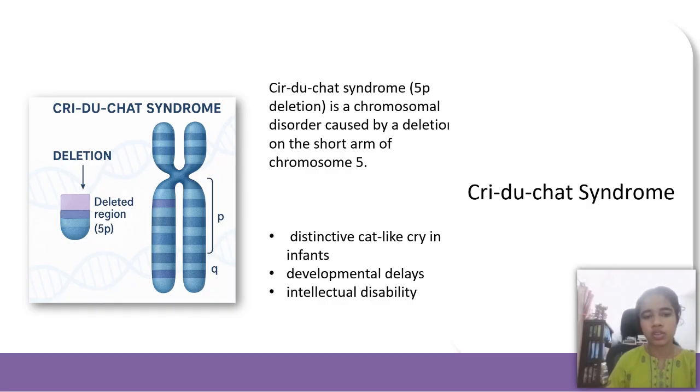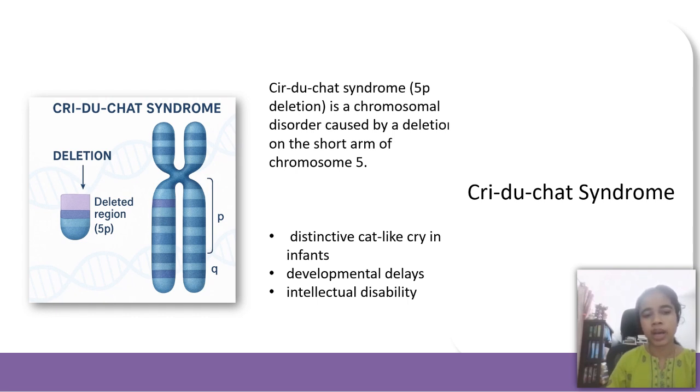Some of the key features of cri-du-chat are the cat-like cry because of an undeveloped voice box and altered brainstem. There is a small head, known as microcephaly. Missing genes can affect brain growth. They can have distinct facial features, wide-set eyes, and slow motor and cognitive development. Missing genes affect neuron formation. Also low birth weight and feeding difficulties.